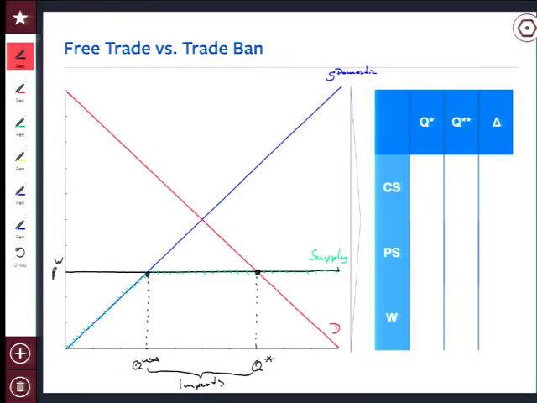So we're going to forbid the import of foreign wheat, and we're just going to allow consumers to buy domestic wheat. So what's the relevant supply curve? The relevant supply curve is you start buying at low prices from domestic producers, and as much as you would like to go to the world market to buy wheat, you have to continue buying from domestic producers, right? So if imports are banned, you can't import, so you have to buy from domestic producers. So the equilibrium quantity under a ban is going to be Q double star and P double star.